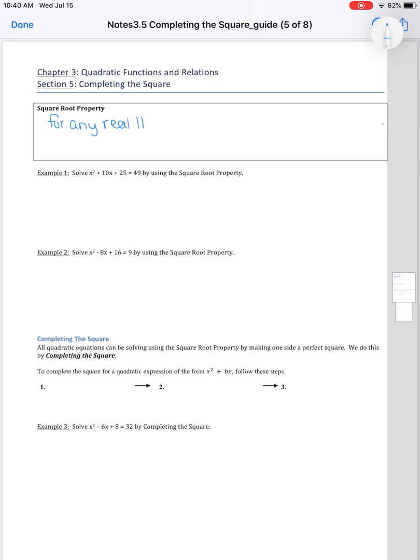All right, 3.5 is going to be talking about something called completing the square. But before we get to that, let's go over the square root property first.